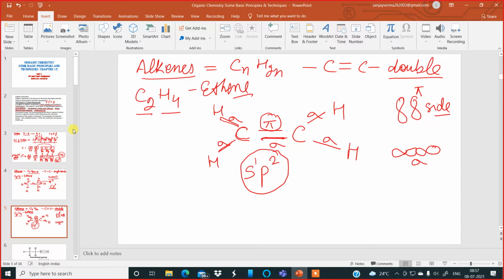Now please keep in mind that from the structural formula, to get the hybridization, always take into consideration only the sigma bonds. Only the sigma bonds. Don't take into consideration the pi bonds. Pi bonds are not taken into consideration during the calculation or finding out the hybridization of a given atom.